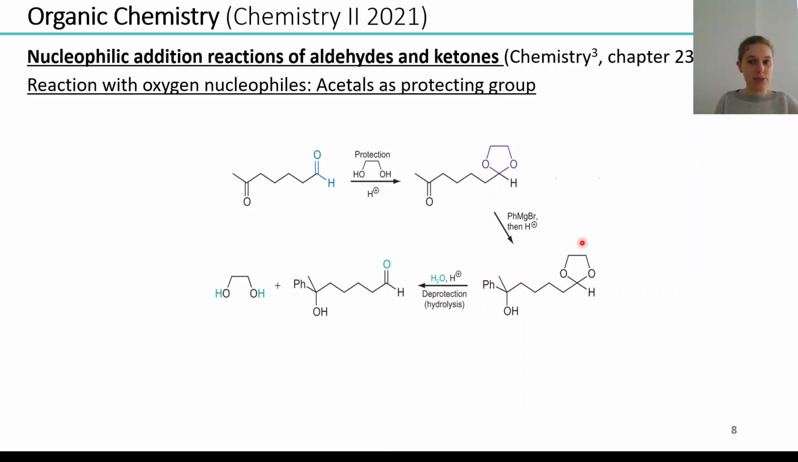with the Grignard reagent, while, in contrast, the carbonyl group of the ketone will react with the Grignard reagent. Then in the final step, the protecting group is converted back into the carbonyl group, and this step is a hydrolysis which is conducted in heat and with aqueous acid, and this step is also called the deprotection step.